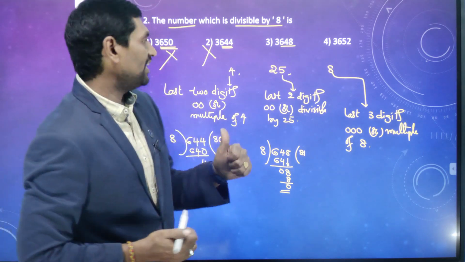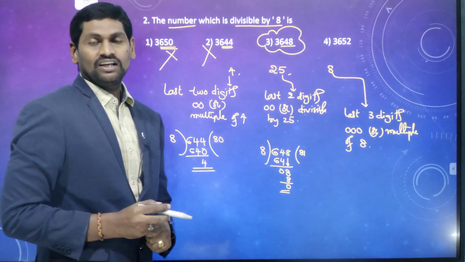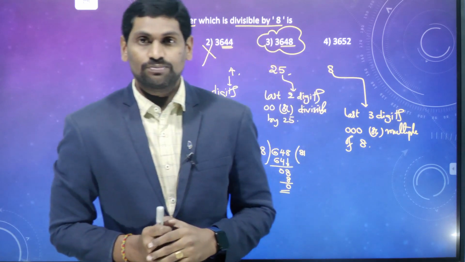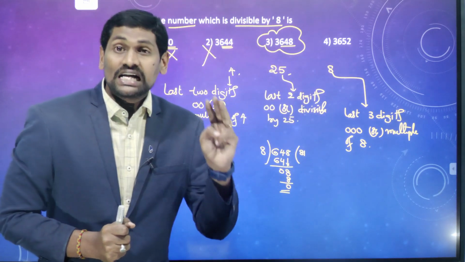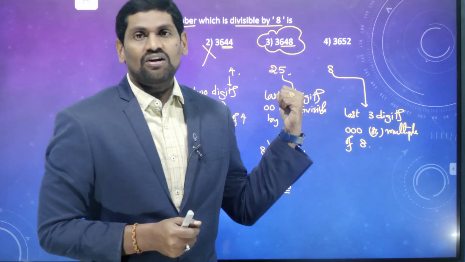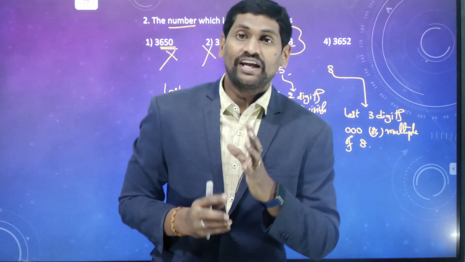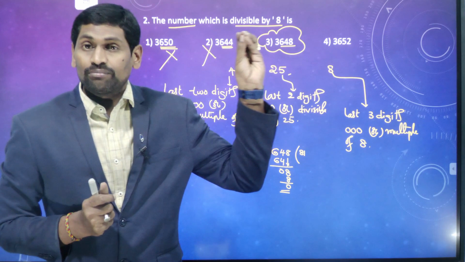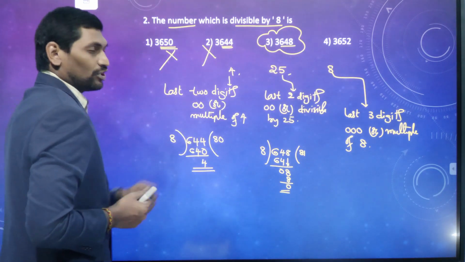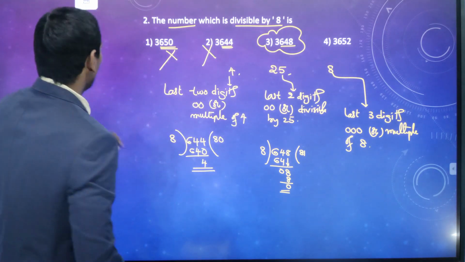Then we can decide that option number 3 is our correct answer. According to the divisibility rule of 8, if the last three digits of a number are zeros or multiples of 8, then the entire number is exactly divisible by 8. Yes, this is the answer we require. Let us move on to the next problem.